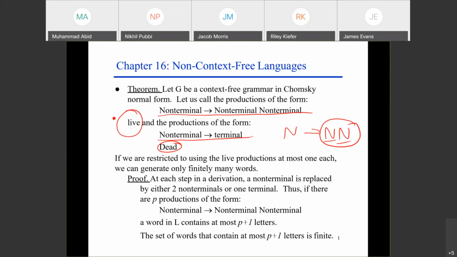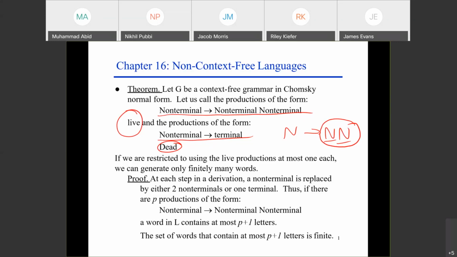Okay. So now we divide that. We are saying that we have a grammar, and this grammar is in Chomsky normal form. When we say it is in Chomsky normal form, it means all production rules are in these two formats. Either a non-terminal can be replaced by two non-terminals, or a non-terminal can be replaced by exactly one terminal. So these production rules are divided into dead and live production rules. A non-terminal replaced by two non-terminals is a live production rule, and a non-terminal replaced by a terminal is a dead production rule.